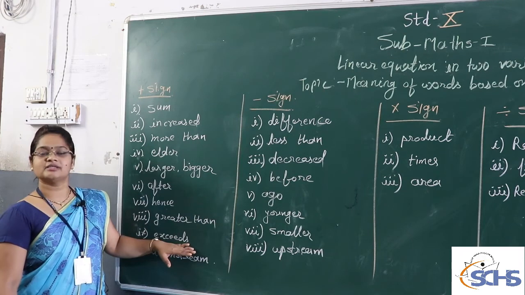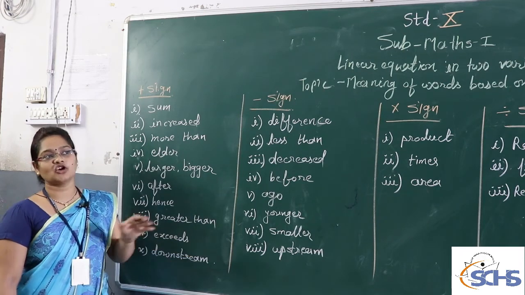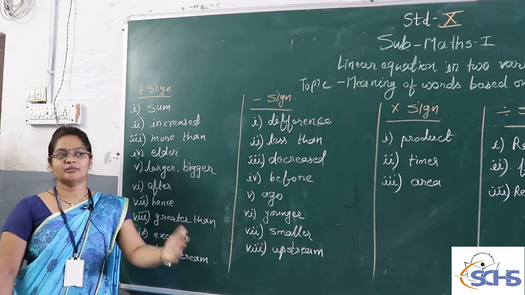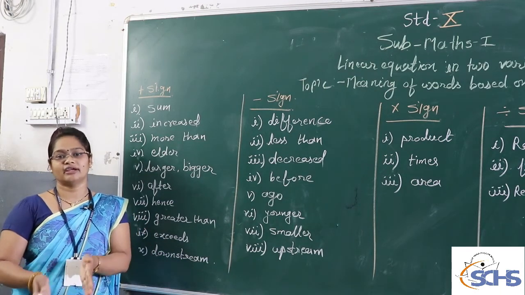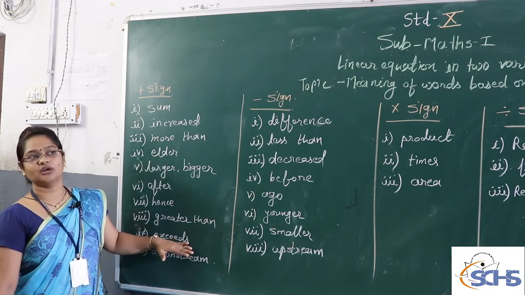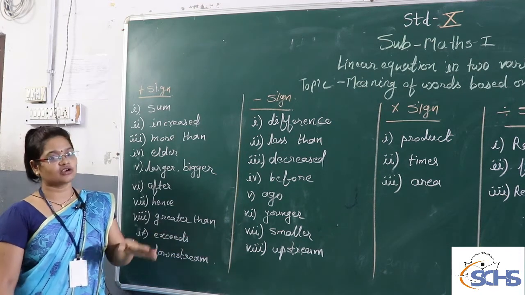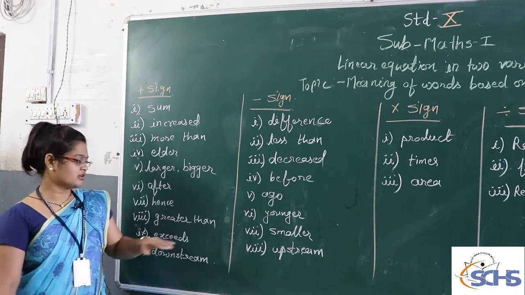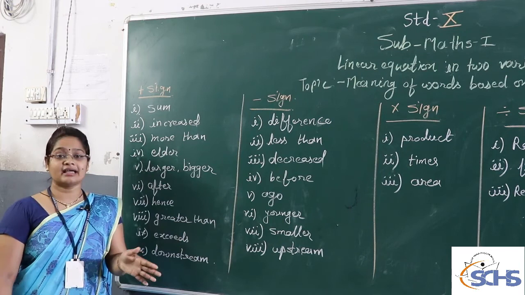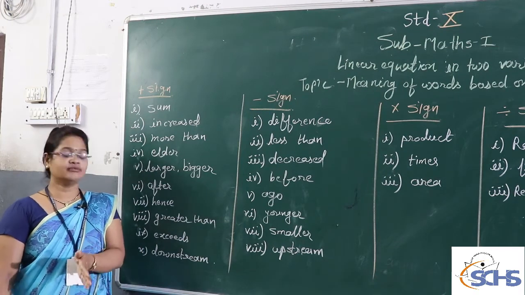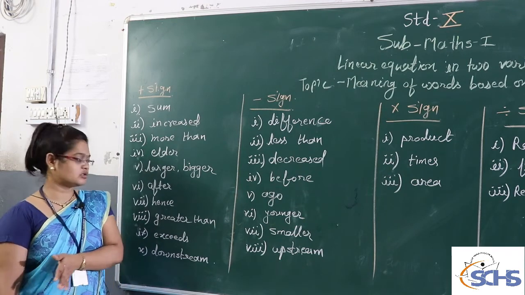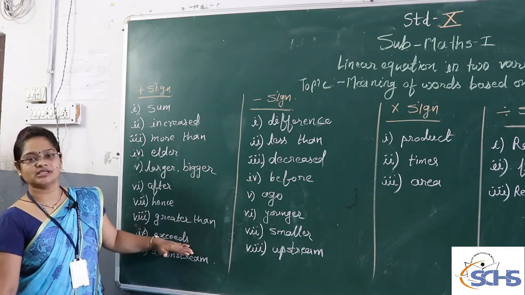Exceeds also, exceeds means chocolates given to Abhi is more than 5. Chocolates given to Abhi exceeds the chocolates given to Hardik. What I said, chocolates given to Abhi exceeds by 5 than chocolates given to Hardik. So in this case also we will use plus sign.